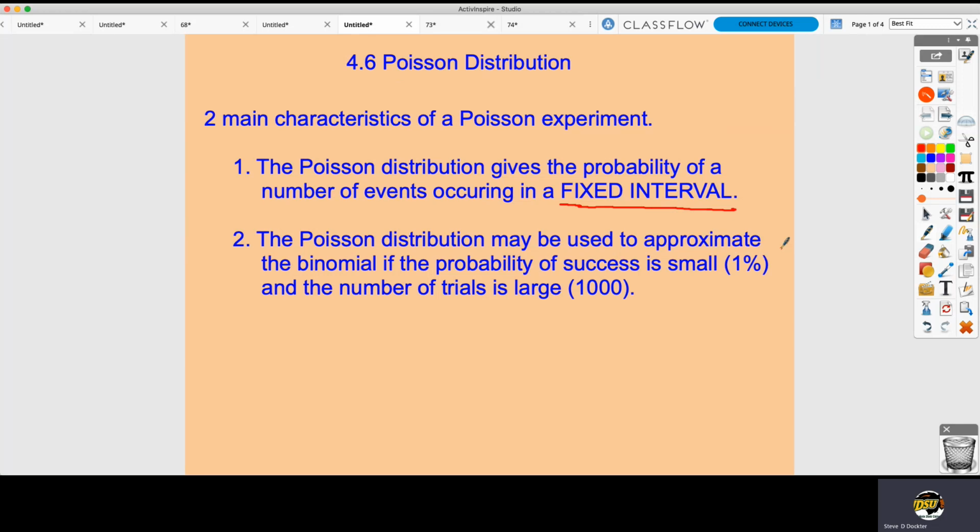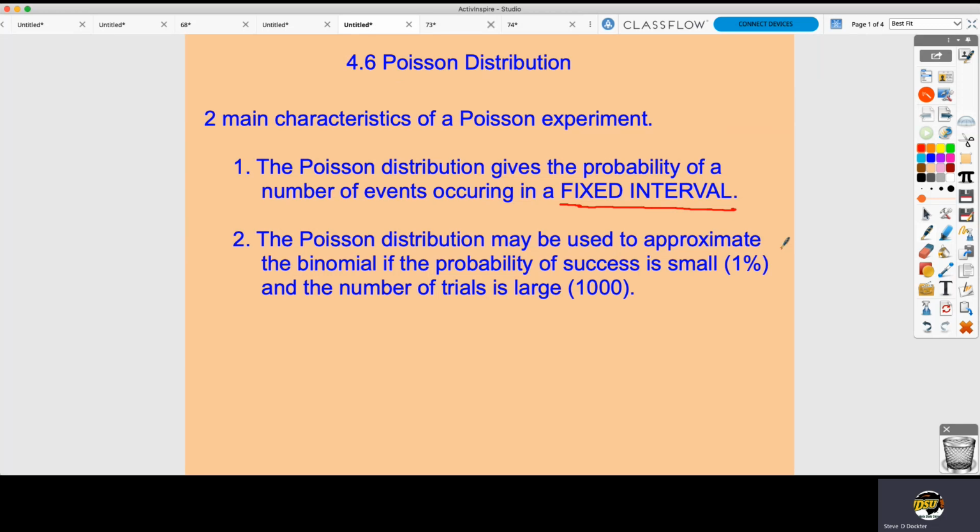I put down just as an example 1,000 different trials. It could be maybe a couple hundred trials. If you have 27 trials, is that a large number? No, I wouldn't think so. I would say it's got to be at least 100. That makes sense?